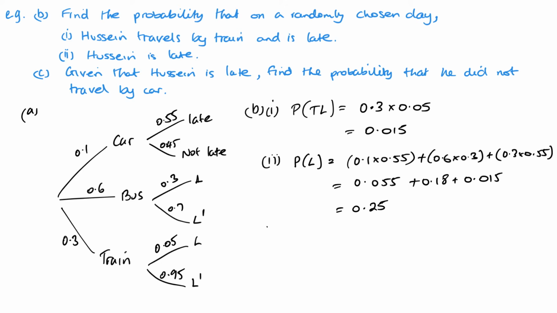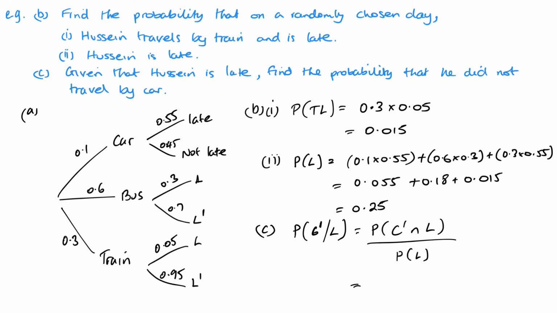which is a quarter. Nice. Now part C says, given that Hussein is late, find the probability that he did not travel by car. A little bit difficult this time, because the given that is starting from the lates and working this way. So not so straightforward. So we're looking at probability that he didn't travel by car, so we want not car, and we want the fact that he's late. So we want the probability that he didn't travel by a car and is late over the probability that he is late. And this is using your formulae.